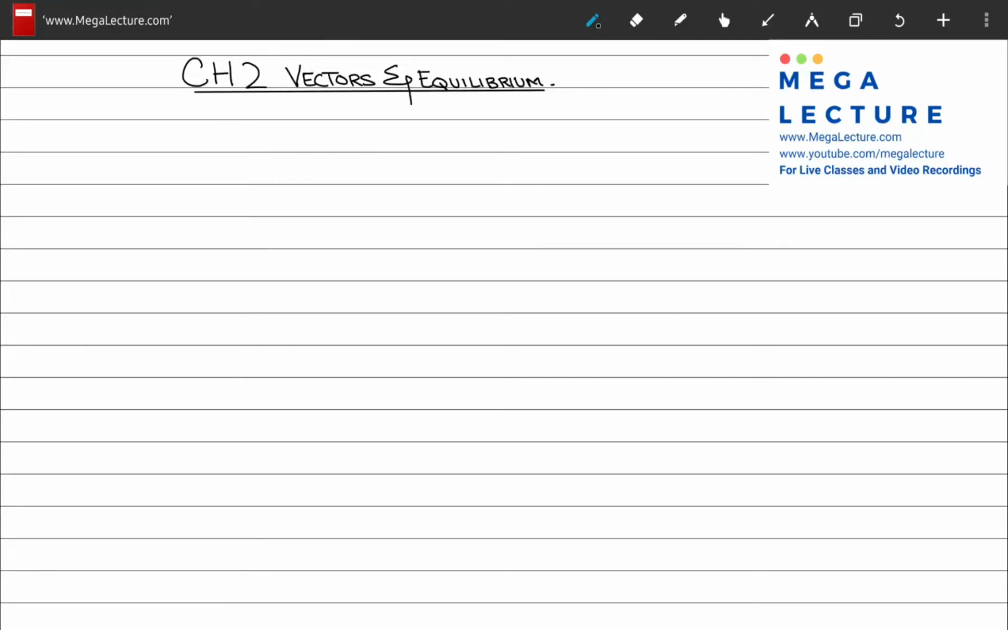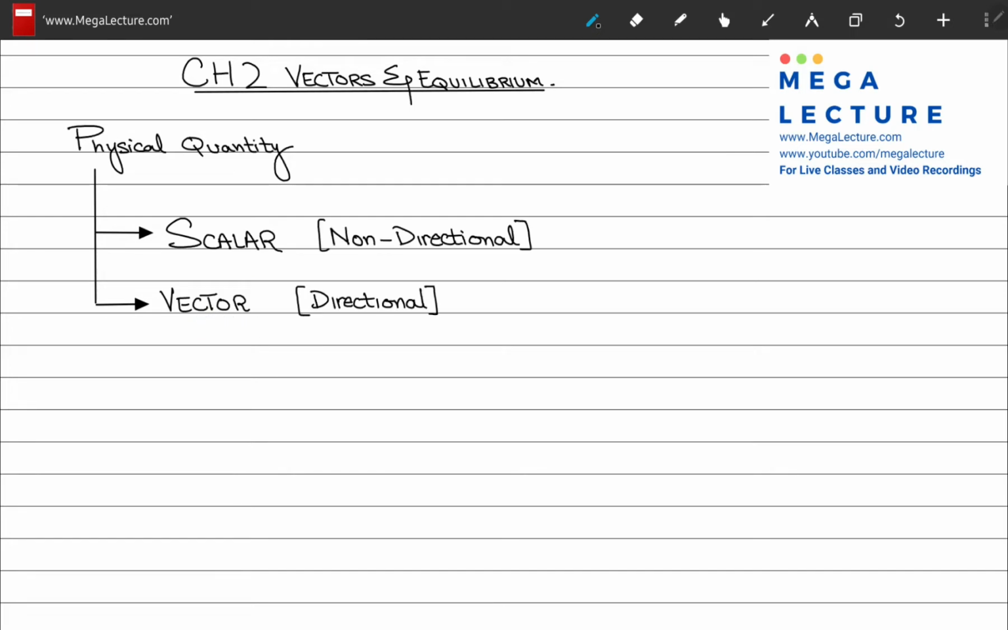Let's start chapter number 2, which is of vectors and equilibrium. Last time we talked about physical quantities, right? And we know that a physical quantity is defined as a property of a matter that is connected with measurement, right? Now, a physical quantity itself may be a scalar quantity or a vector quantity.